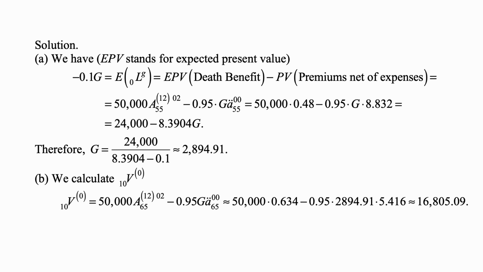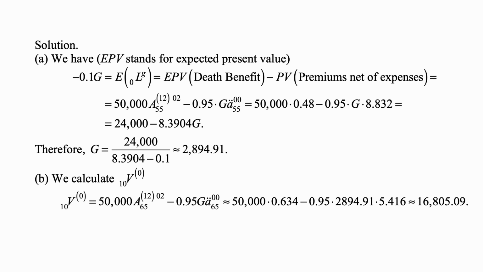That's equal to 50,000 A55 upper 1202 minus 0.95 times G times a double dot 5500, which is 50,000 times 0.48 minus 0.95 times G times 8.832, and that becomes 24,000 minus 8.3904 G. Now we have those actuarial present values given in the problem, so that's what we did. We just plugged them in.